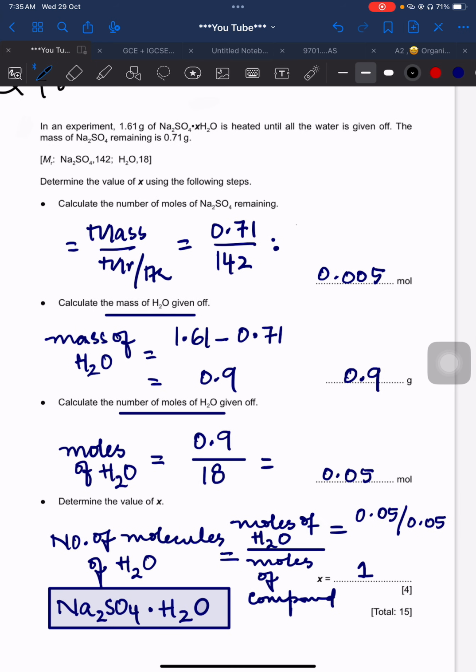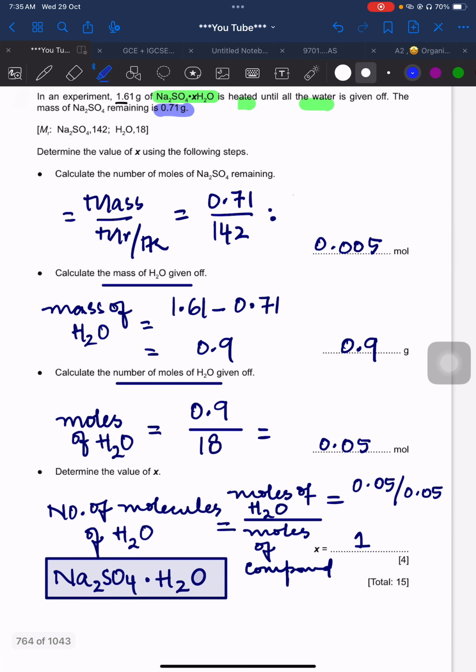In this question, the examiner is saying that in an experiment 1.61 grams of Na2SO4·XH2O, so this is the compound, is heated. Heated means you are going to heat that compound, and the compound converts into a compound without water, and the water molecules are released as gas, I mean as steam, until all water is given off. The mass of Na2SO4 remaining is 0.71 gram.